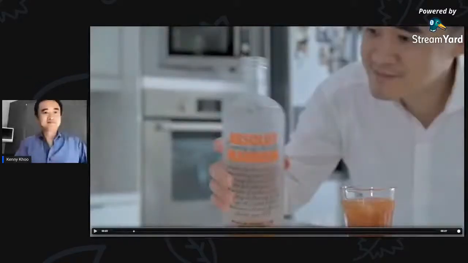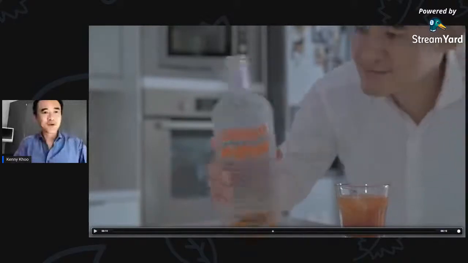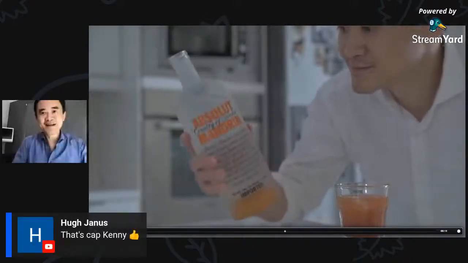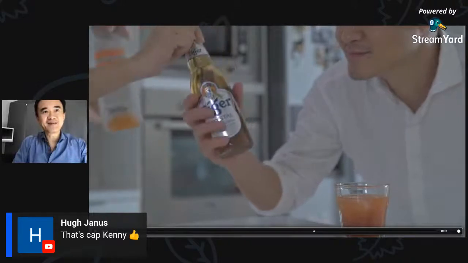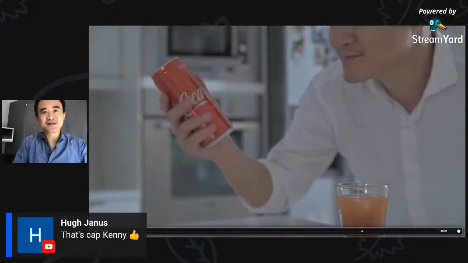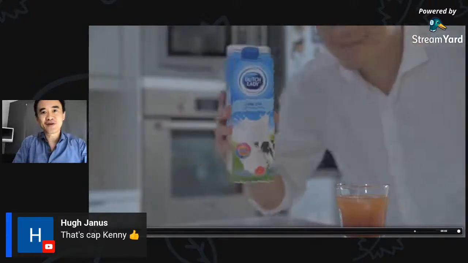Okay, so as you can see, pouring and then freeze and then change bottle. Pouring, freeze, change bottle. Okay, and then after that, pour.